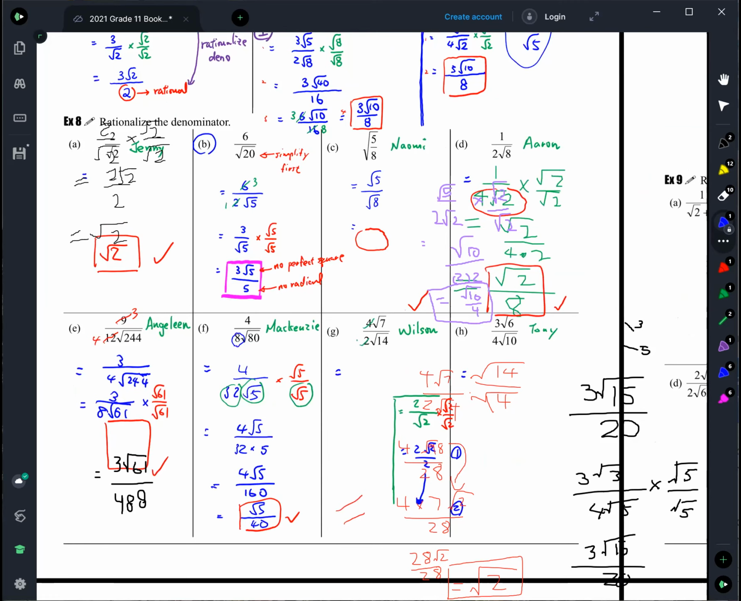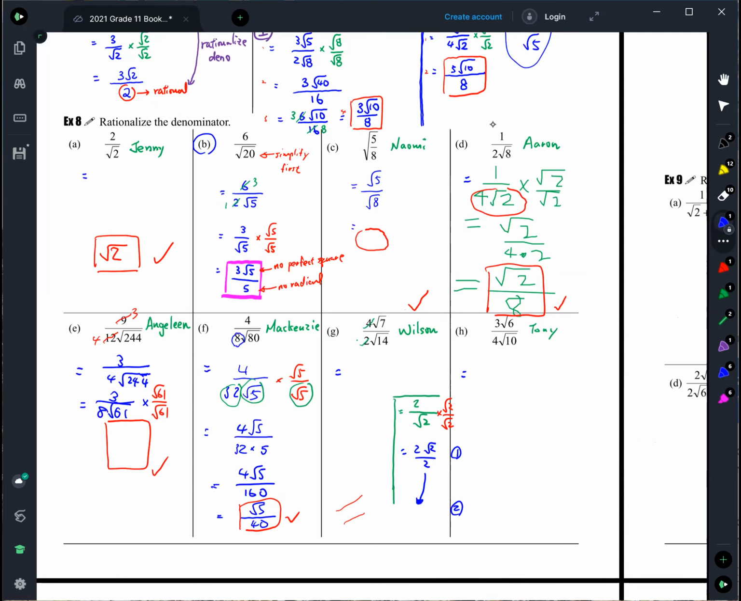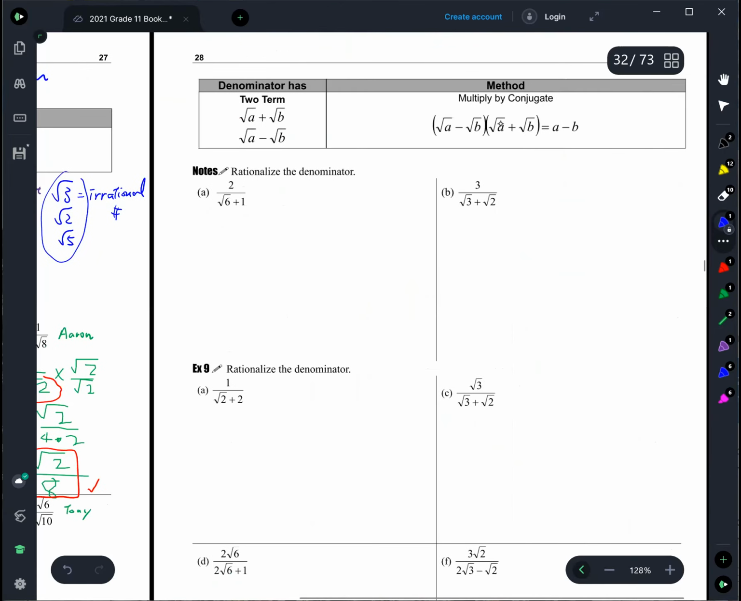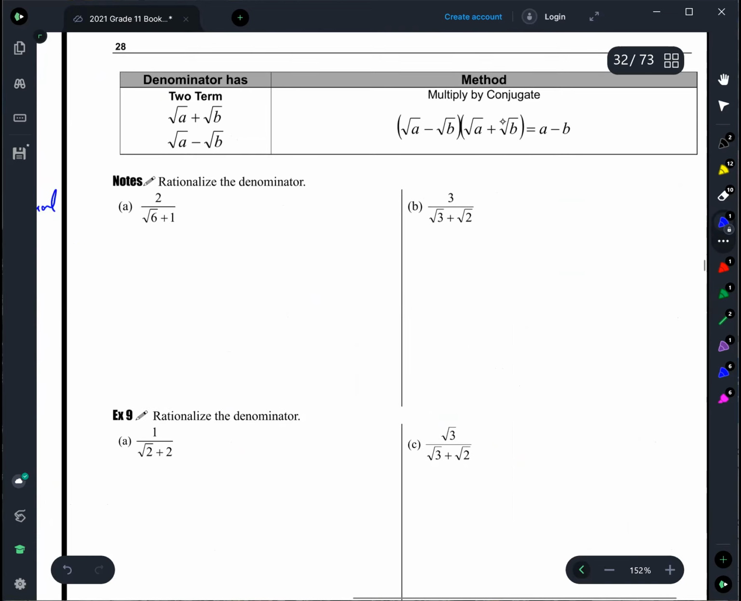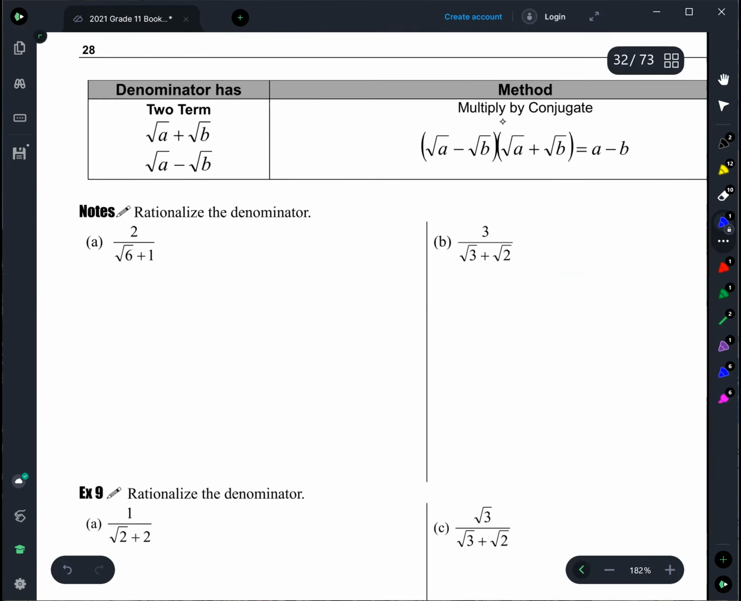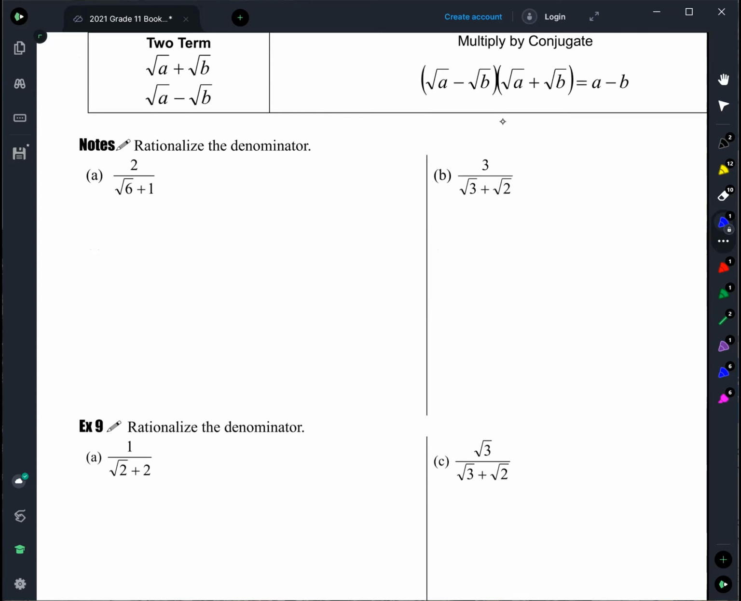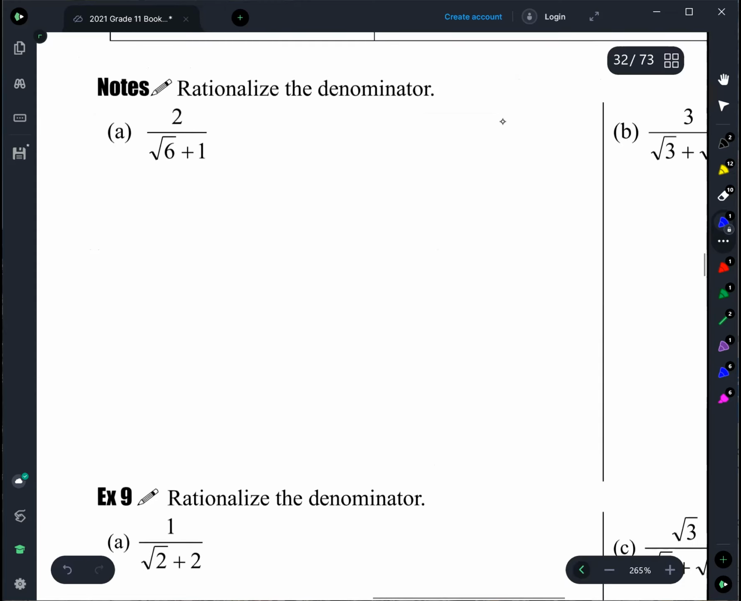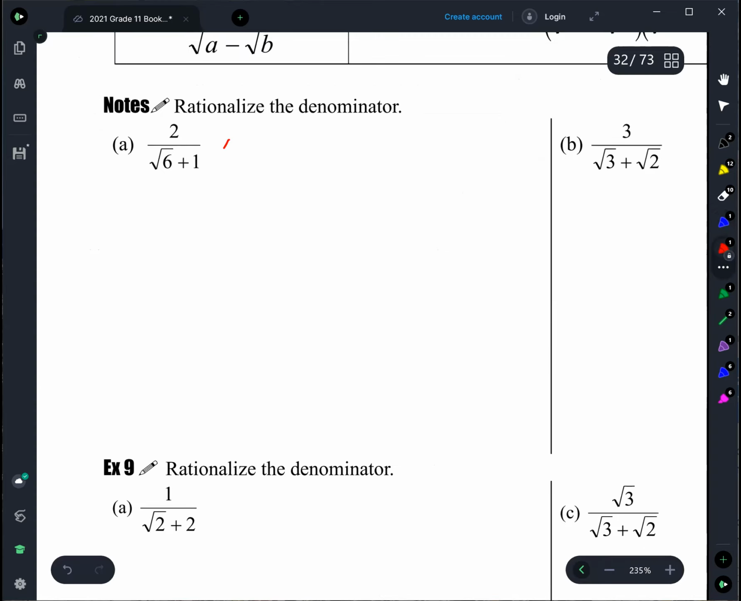It's still rationalizing the denominator, okay? But instead of one term, we are going to look at two terms. So we have square root plus square root, or square root minus square root, or one of them is a square root and the other one is not, like this one, square root plus 1, right? So that counts as two terms. So if you want to rationalize that and you do it by multiplying by square root 6, okay? Don't copy this, I'm just showing you.